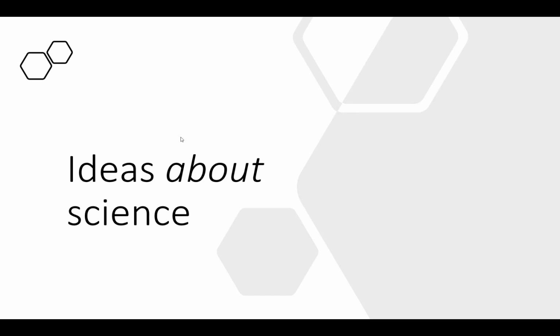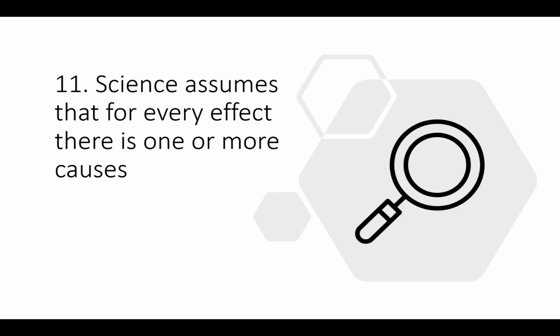As well as those 10, Harlen and the team put together 4 other ideas about science. Science assumes that for every effect there is one or more causes. So science is a search to explain and understand phenomena in the natural world in terms of the causes. Proposed explanations should be based on supporting evidence from observations and experiments, and there is no single scientific method for generating and testing scientific explanations.